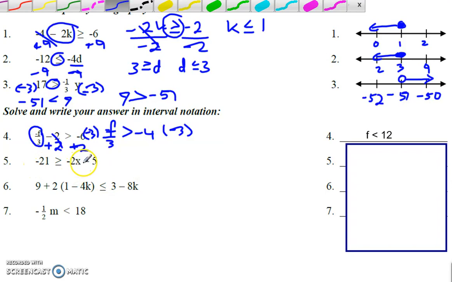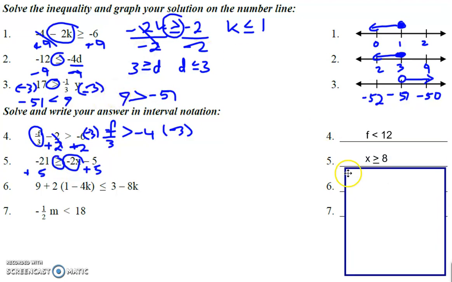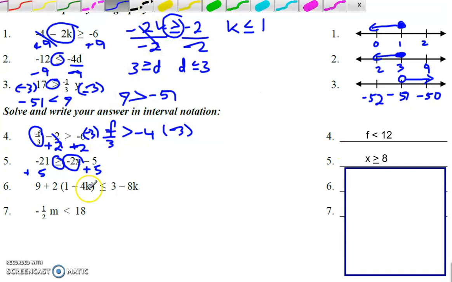Next, we have negative 2x. So we're going to add 5 to each side, plus 5 here, and then divide by negative 2. Remember to flip that sign. That gives us x is greater than 8.